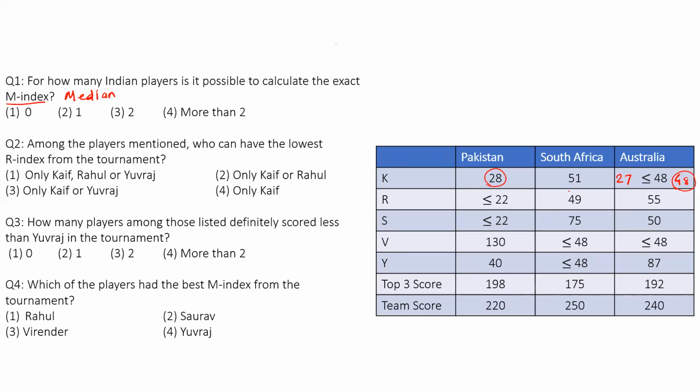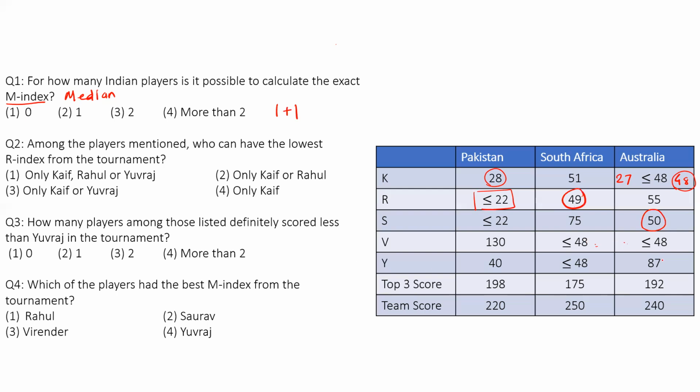Regarding Rahul, the two scores are 49 and 55, and the third score is less than 22. Now, no matter what value you take for the score of Rahul in the match against Pakistan, the median value will always remain 49. So for Rahul, we got one. Then for Saurav, again the same logic, the middle value will always remain 50. So we got the second person. Regarding Virendra, any of the scores is possible, correct? So for Virendra, we cannot say it for sure.